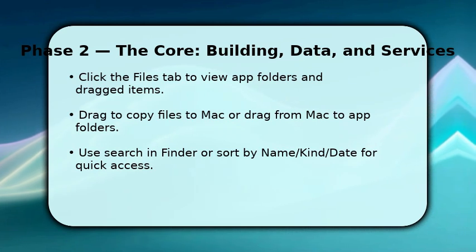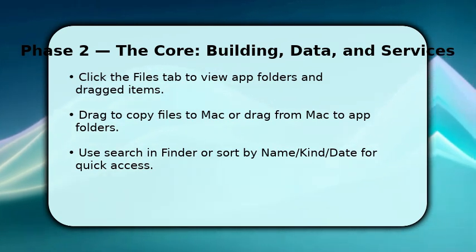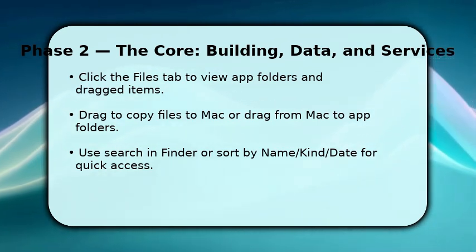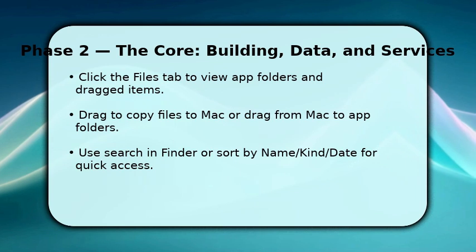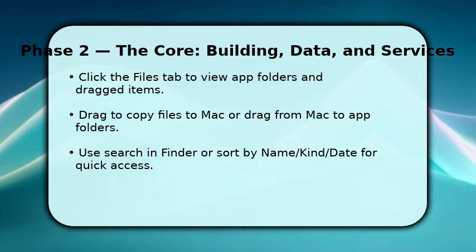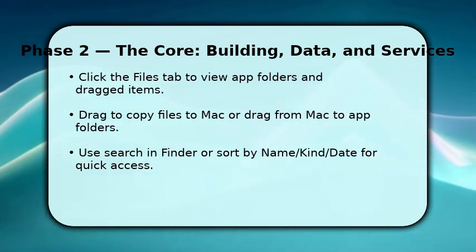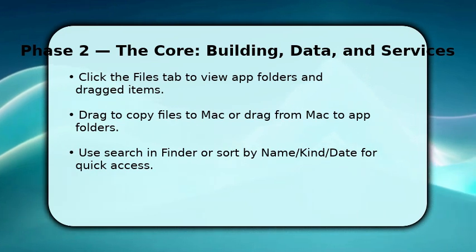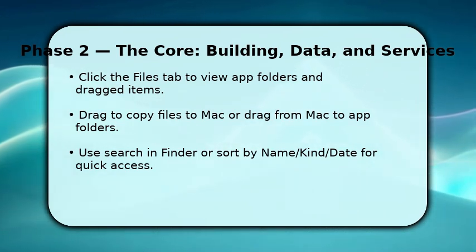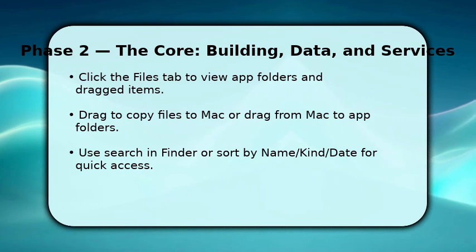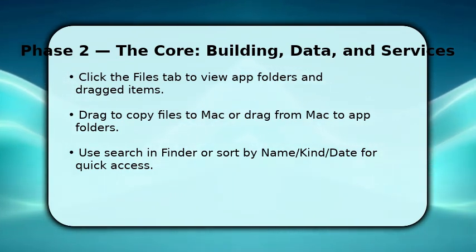To transfer, drag items from an app to a Mac folder, or drag files from the Mac into the Apps area to copy. If you need one specific file, use Finder's search and filters. Sort by kind or date to narrow results. Make sure to wait for copy indicators to finish before disconnecting. This gives you fine control over app data without third-party tools.